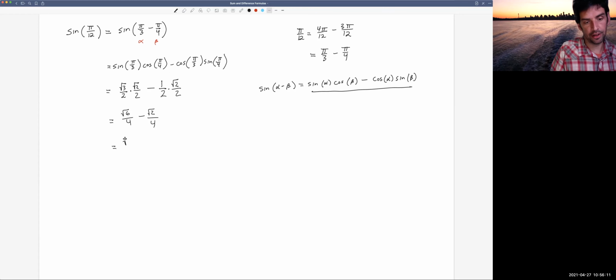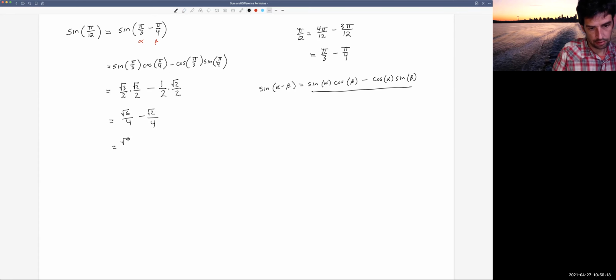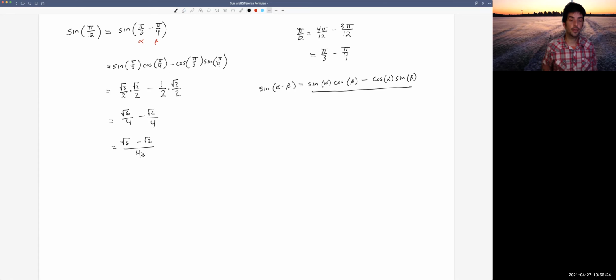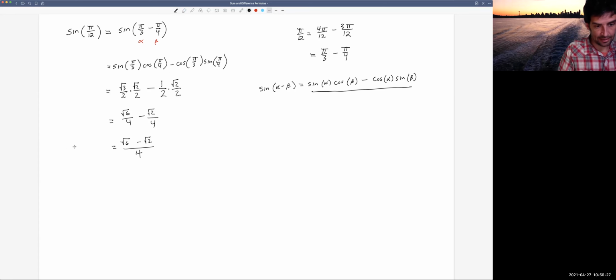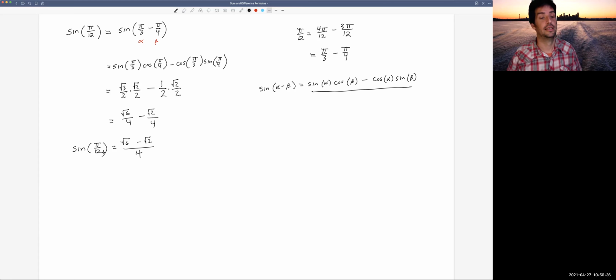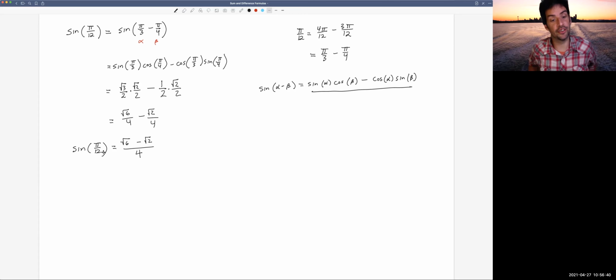If we want, we can put this as a single fraction. Root 6 minus root 2 all over 4. Okay, and that gives us an exact value for sine of pi over 12, which doesn't appear on the unit circle, right? But we have a nice exact number here if that's something we need.